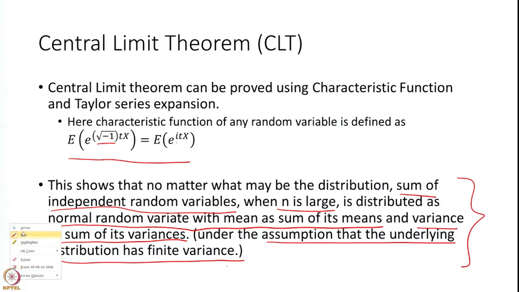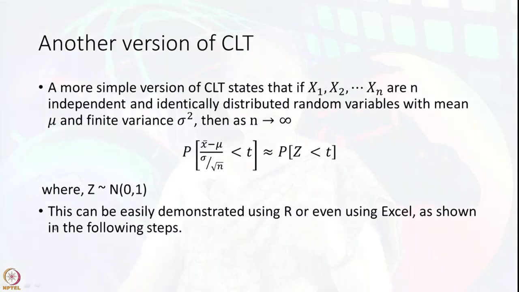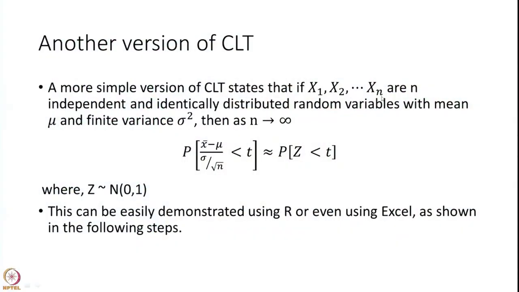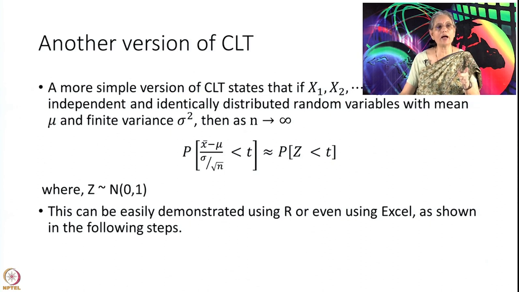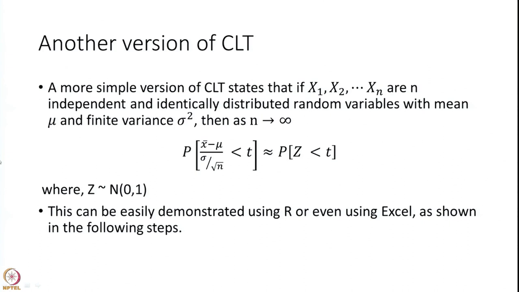So this also has a very specific version, which is a simpler version, which you might have come across in your other courses of statistics. It states that x1, x2, x3, xn are n independent and identically distributed random variables. Remember that that time we did not say they are identically distributed. They were independent and they all had a mean mu i and variance sigma i square. Here we are saying that they are identically distributed random variables with mean mu and finite variance sigma square.